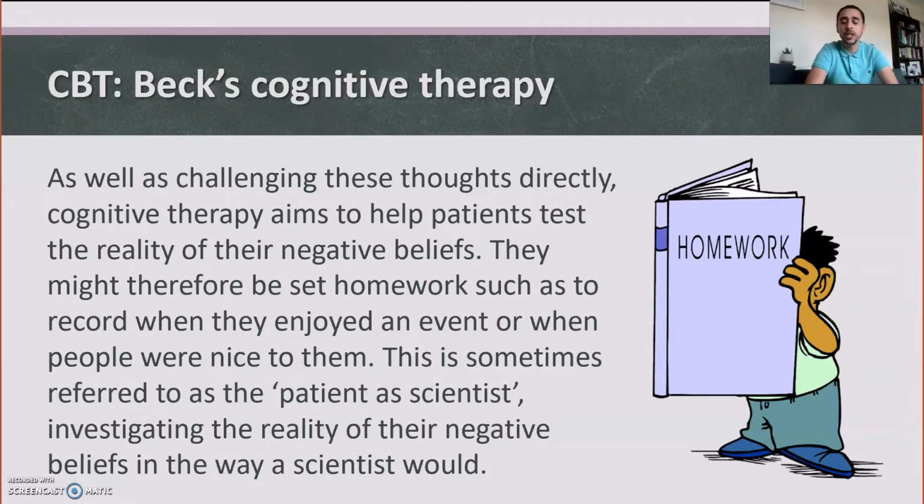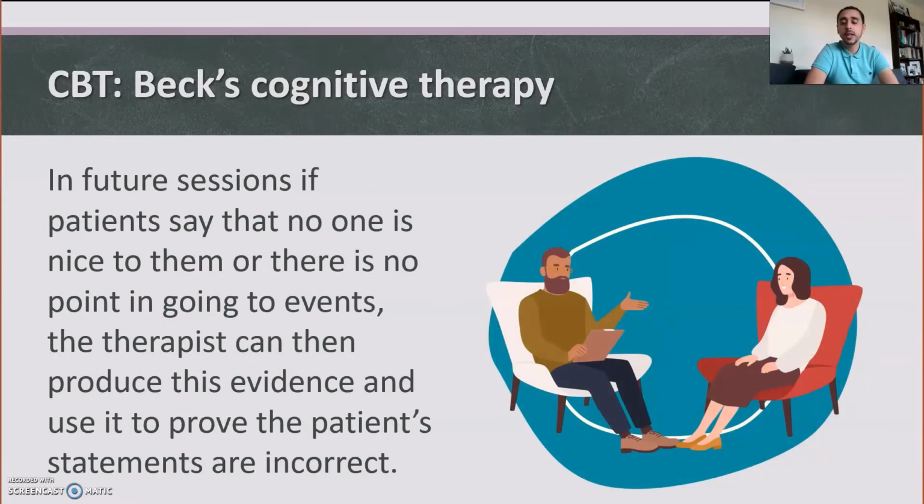It's about challenging those irrational, negative beliefs. In future sessions, if patients say that no one is nice to them or there is no point in going to events, the therapist can then produce this evidence and use it to prove the patient's statements are incorrect. And that's the central theme of Beck's cognitive therapy, challenging those irrational beliefs. And that can be done through homework.